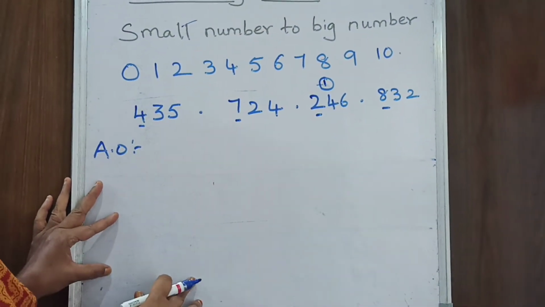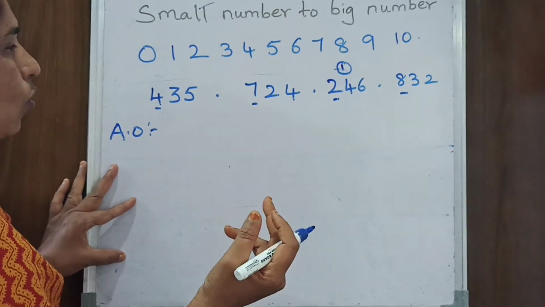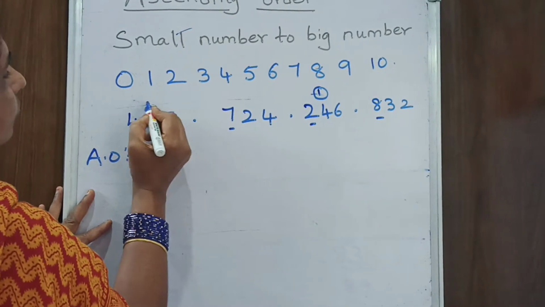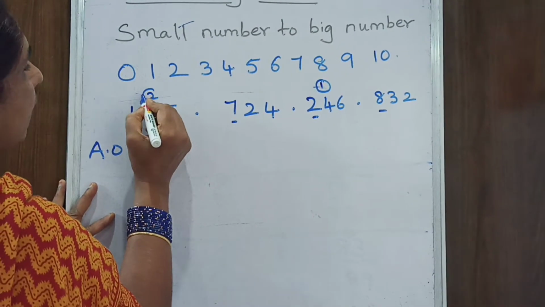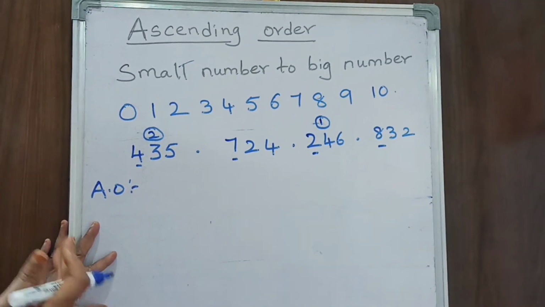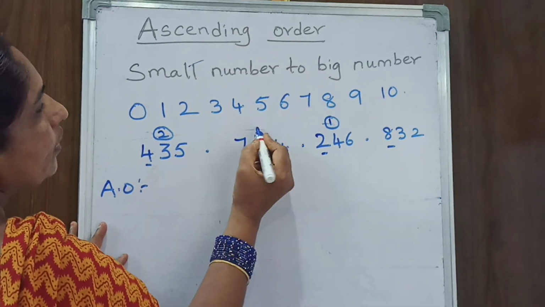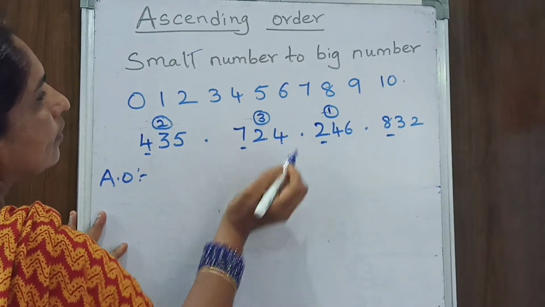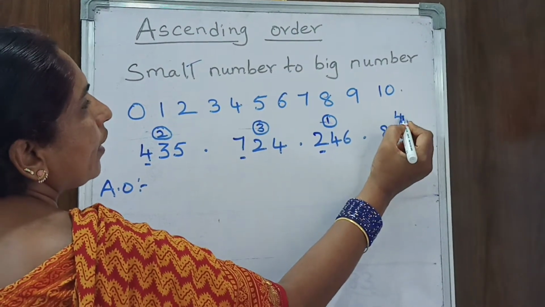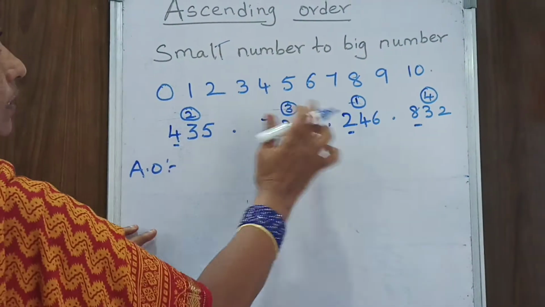Now second number. What is the second number? 2 after 3, 4. 435 is the next smallest number. So circle it. 4 after, which is the next number? 5, 6, 7. Here 7 is there. So here write 3. And the last one is 832. Write 4 above 832. Now you can arrange by seeing the numbers.